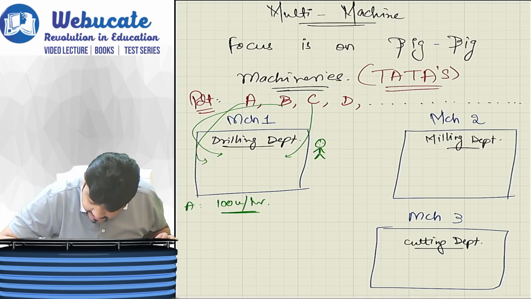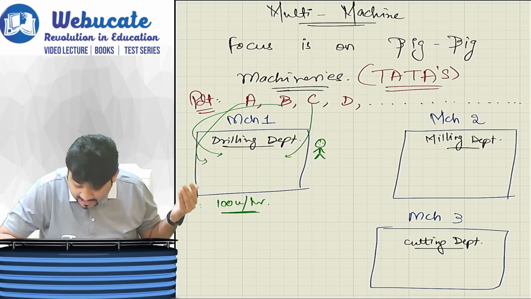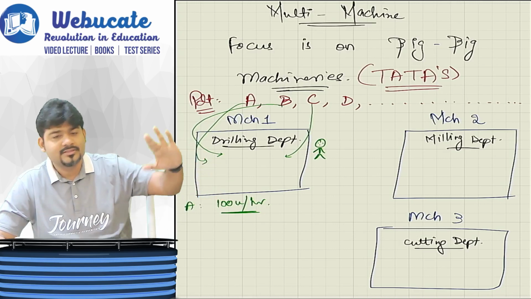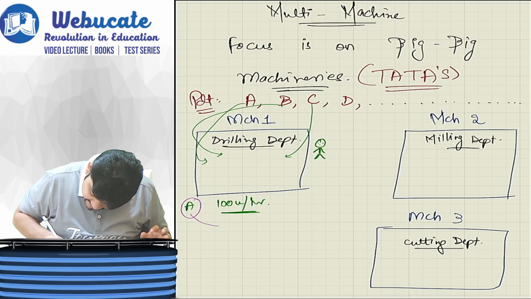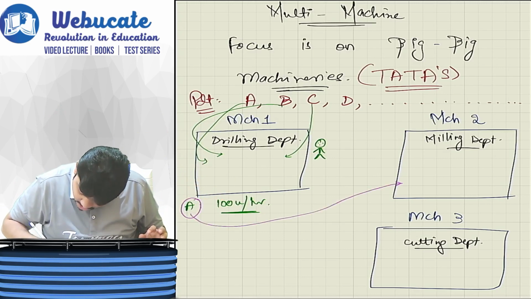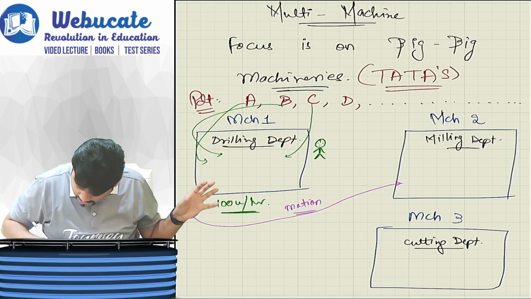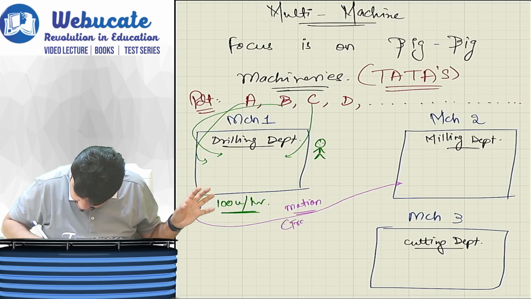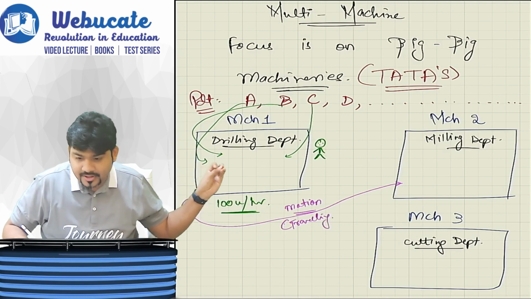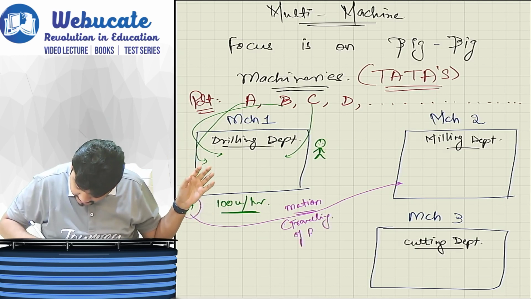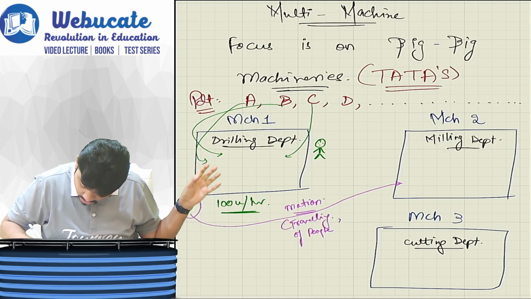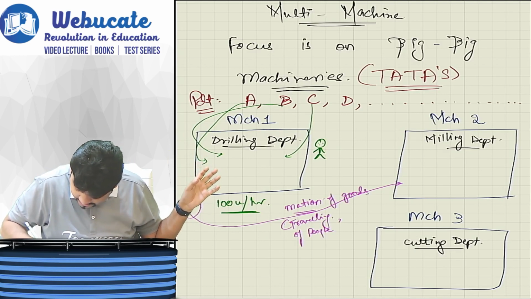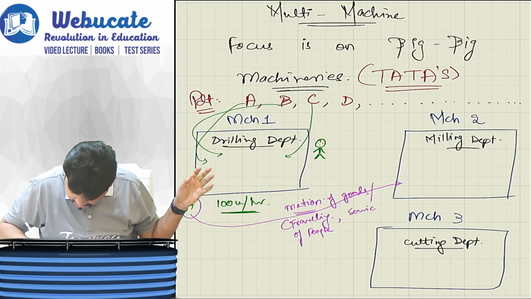Now this product A will also require some other work other than drilling. It will also require some milling. So this product A will be transported, and a lot of motion used to happen here. People started traveling from one place to another, so there was traveling of people, then motion of goods, and motion of services.